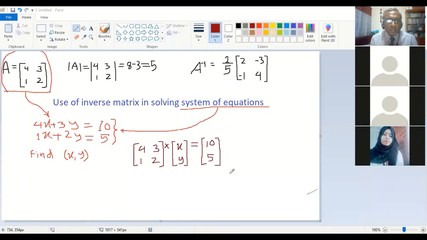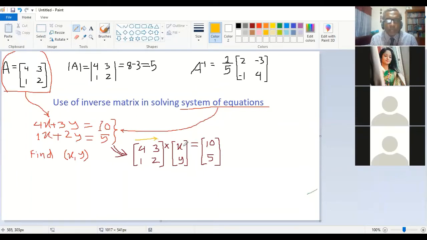So this is the matrix format of the given system of equations. Do you understand this? Yes, sir. Okay, so how is it happening? If you go across 4 3 and come down x y, you will get 4 into x plus 3 into y. This is the left part of the first equation, and on the right side you have 10, so it is equal to 10. This is the first equation.